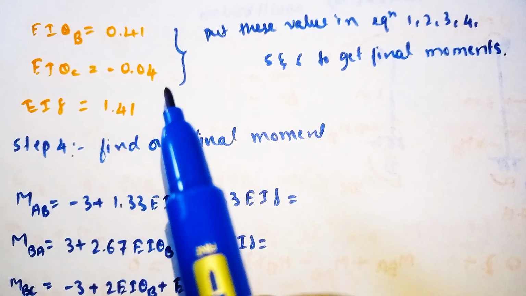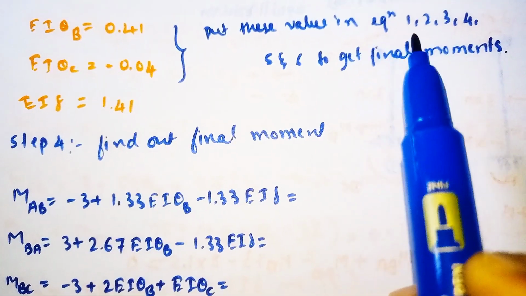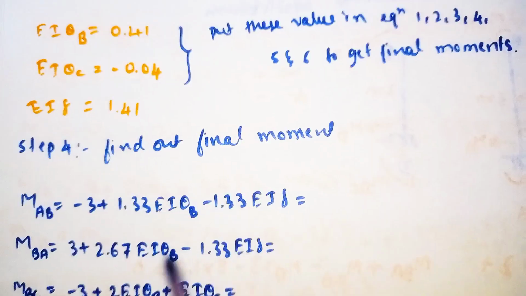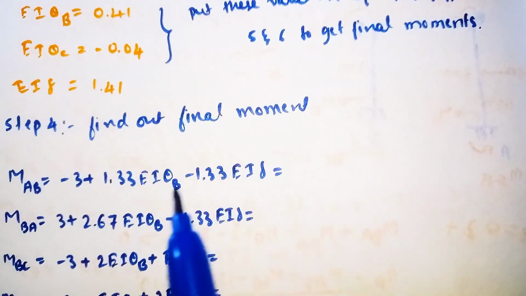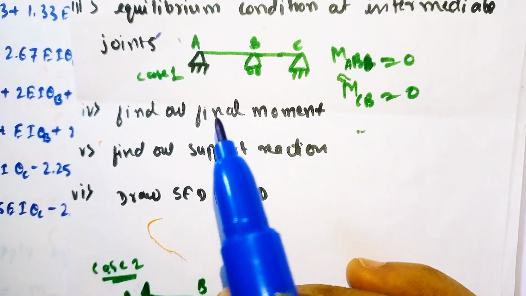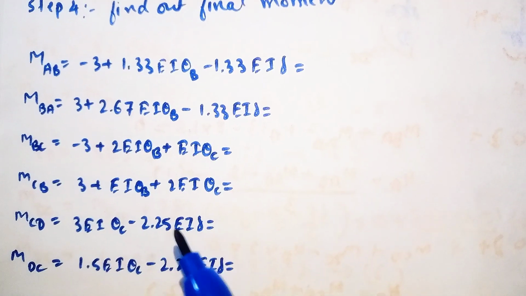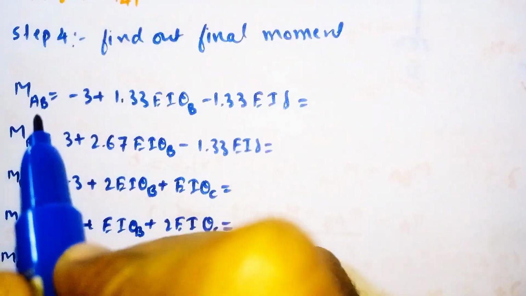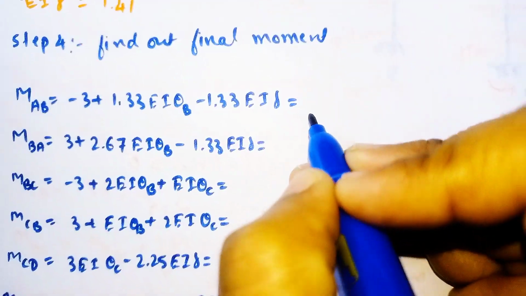Now we have to substitute the EI theta B, EI theta C and EI delta values in equations 1, 2, 3, 4, 5, 6 to get the final moments. So step 4 is to find the final moment. I have written here all the equations, and now we will solve one by one. Our MAB is equal to minus 3.